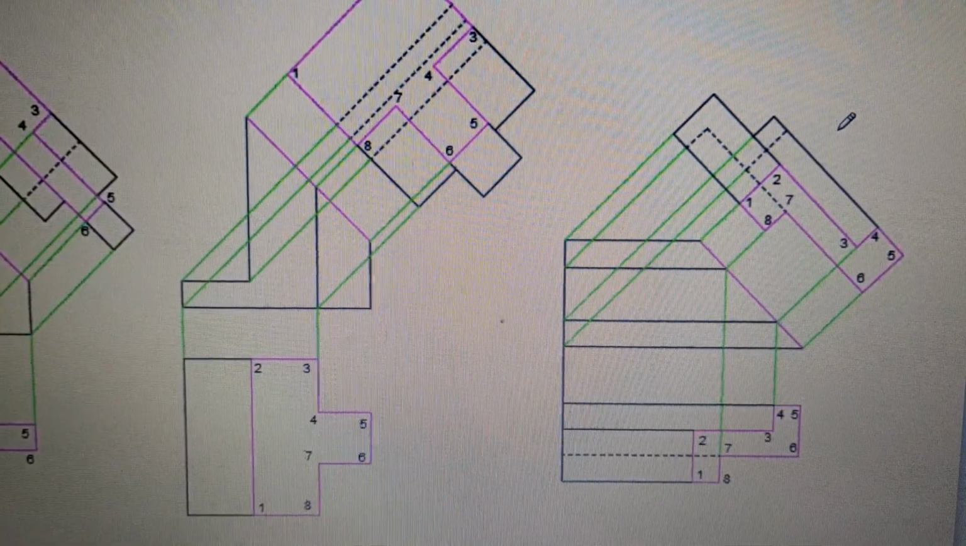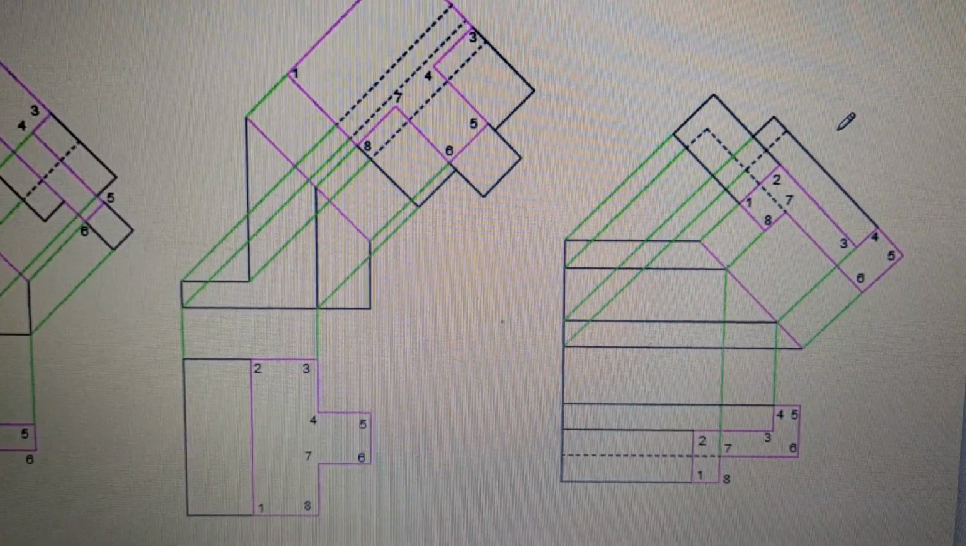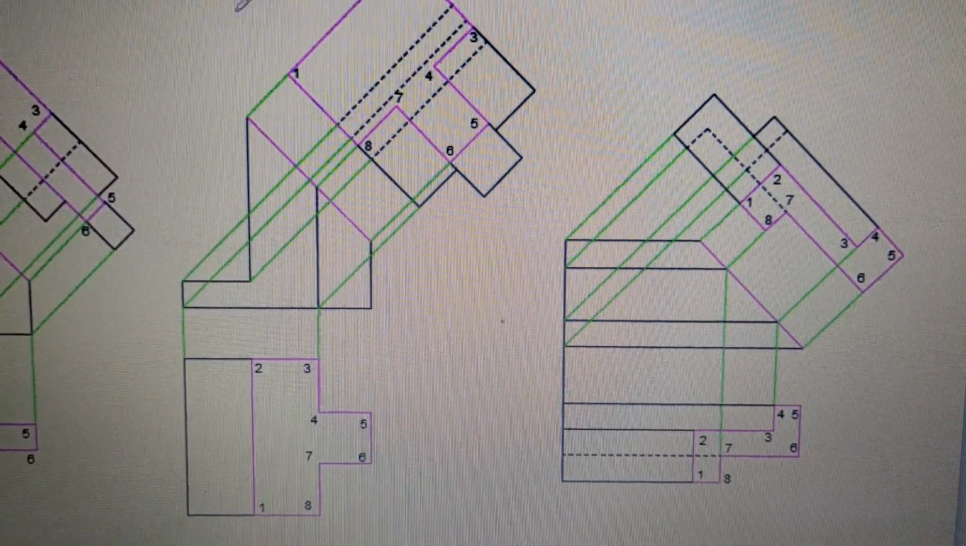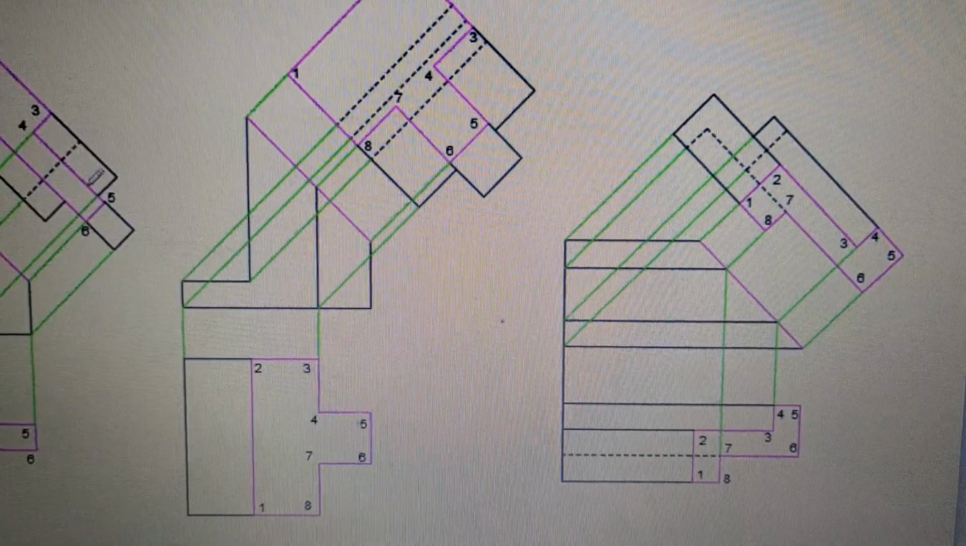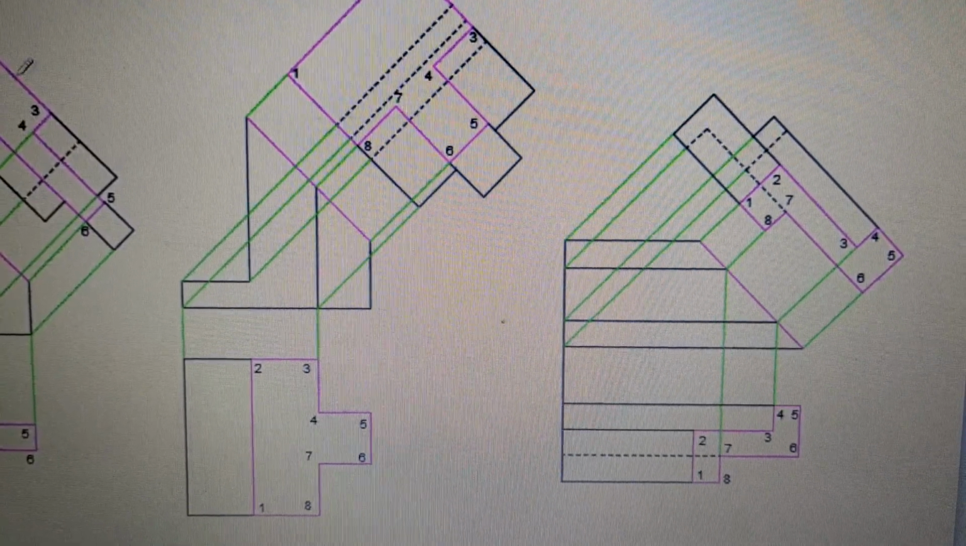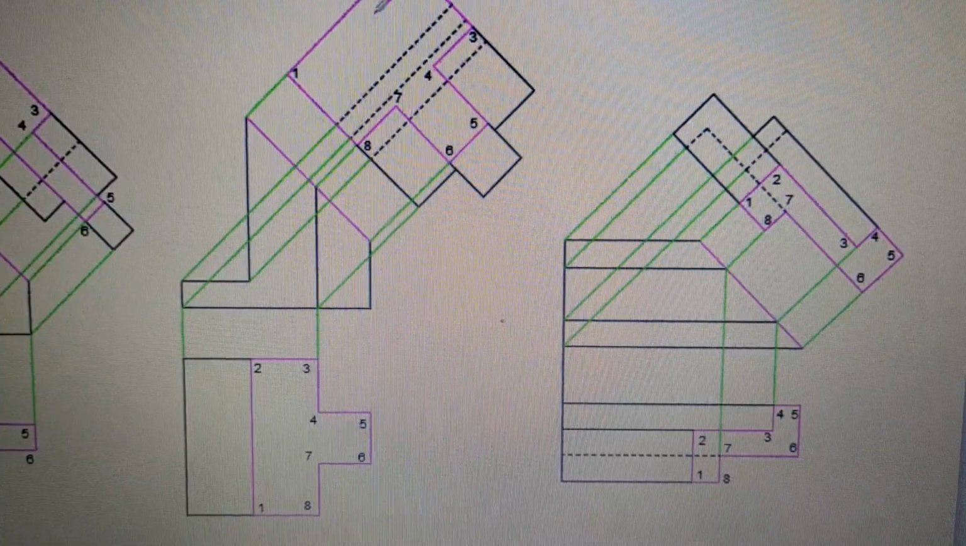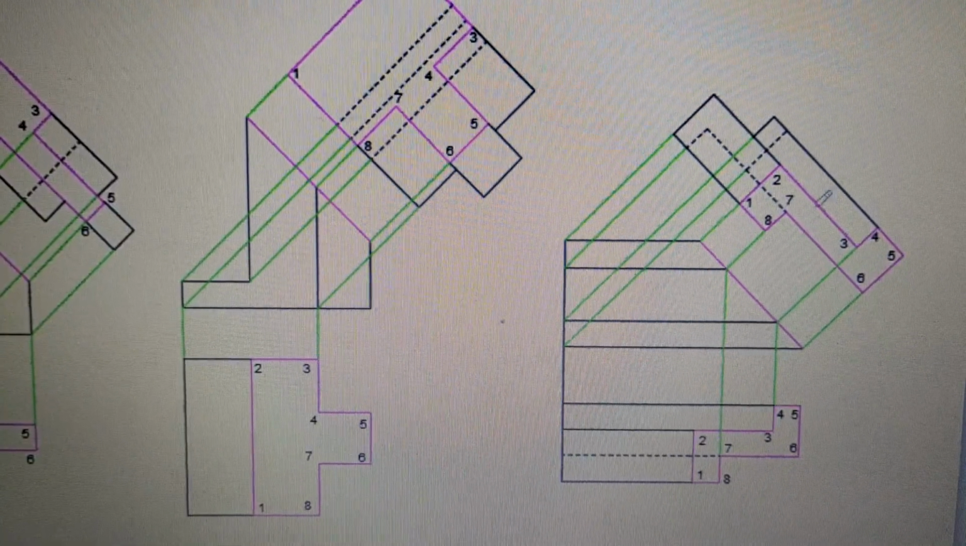Try to understand how these types of objects are worked out and how they are evaluated. We have solved these 3 problems. I have shown you the explanation of how to draw these auxiliary views by taking these 3 problems.